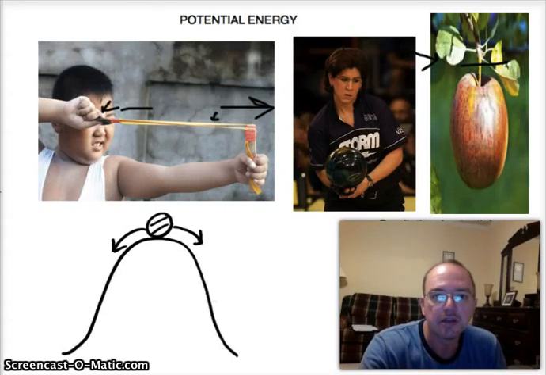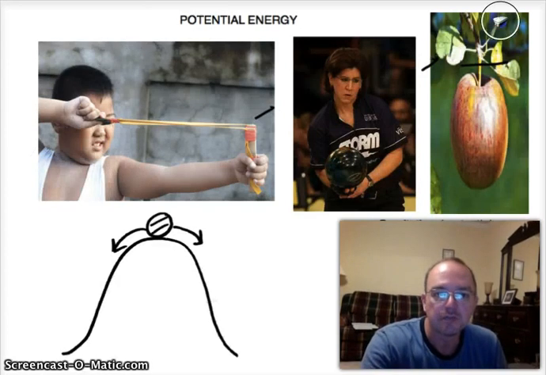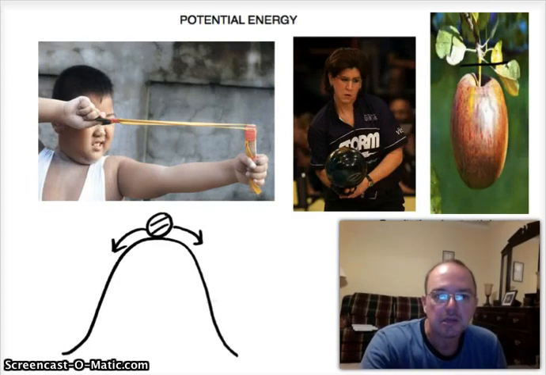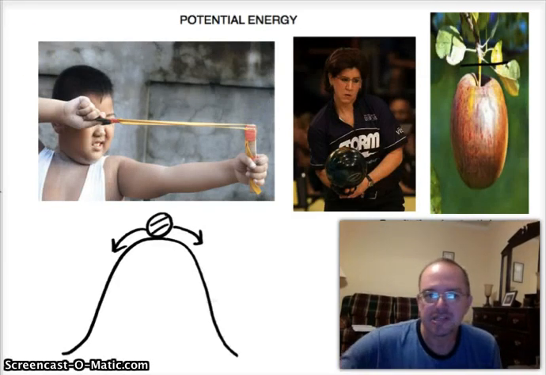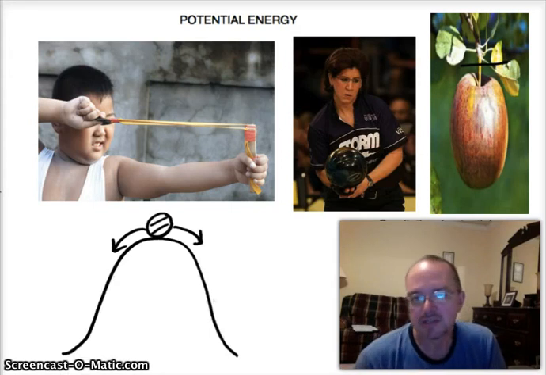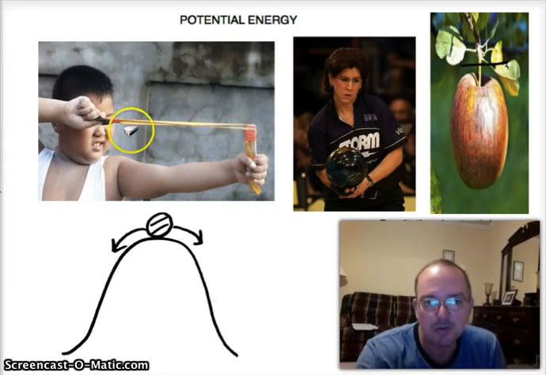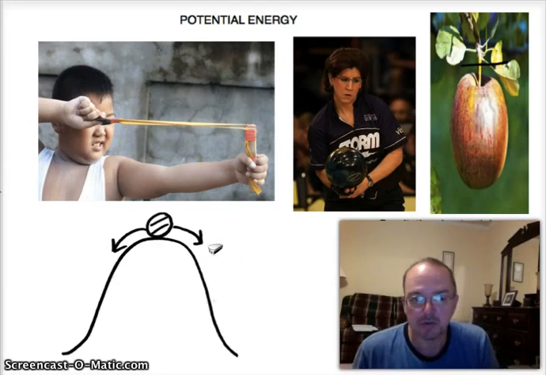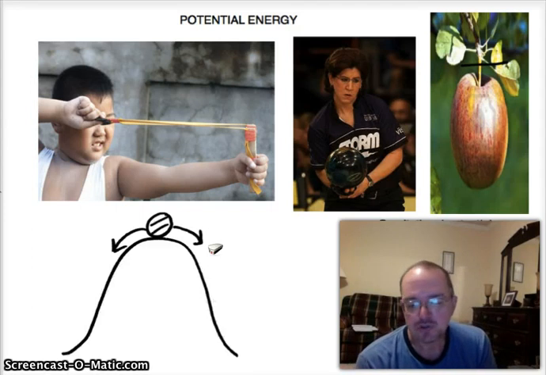Let's take a look at this figure right here. I want to erase a couple of things before we really get going with that. Okay, let's take a look at this figure right here. Potential energy can really be described here with this kid with the rubber band. Not the rubber band, but with a slingshot.